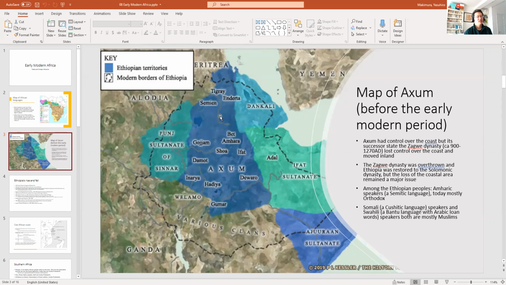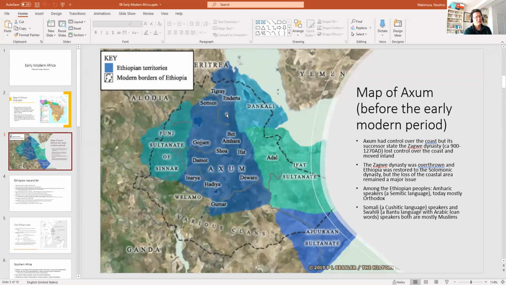and they took over. And the Zagwe dynasty basically was willing to work with surrounding Muslim countries. That's part of the reason why they were able to overthrow the Aksum kingdom, or so it is said. But when they did so, the price they paid was that they had to cede off the coastal areas. So the Zagwe dynasty became a landlocked country with no access to the sea.